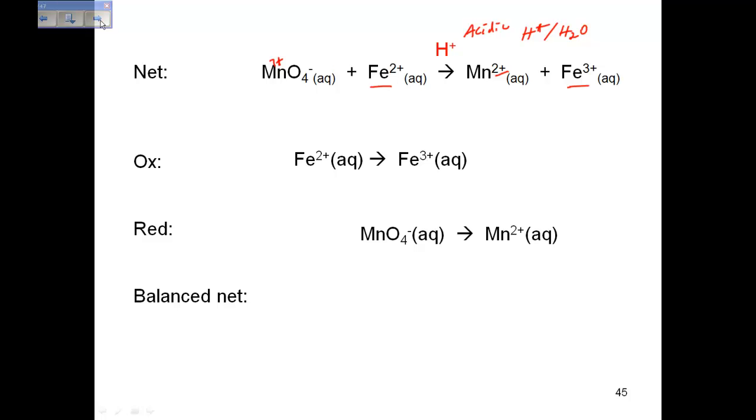I got MnO4 minus going to Mn2 plus. You can see the manganese is balanced already. I have 1 on each side. That's not a problem. But I do have 4 oxygens on my reactant side, and I don't have any on my product side. So I'm going to need to fix that. That's where the H plus and water is going to come into effect. I need oxygen, so I'm going to place water on my product side to balance out those oxygens.